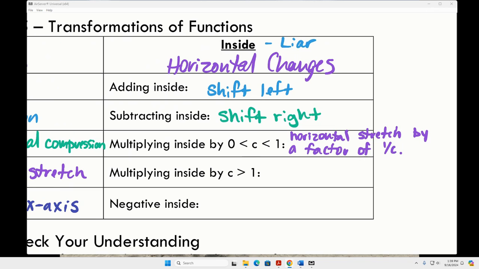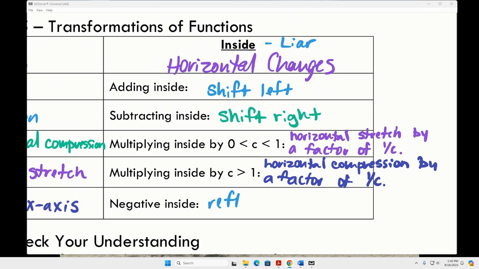All right, and then multiplying by a big number on the inside is going to be a horizontal compression. And then again, it compresses by a factor of the reciprocal. So if you multiply by 3, it's going to be a horizontal compression by a factor of 1/3. Okay, and then a negative on the inside is going to be a reflection over the y-axis.